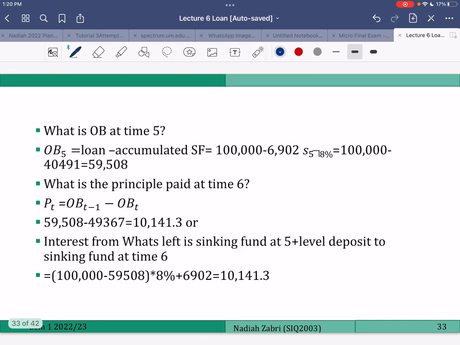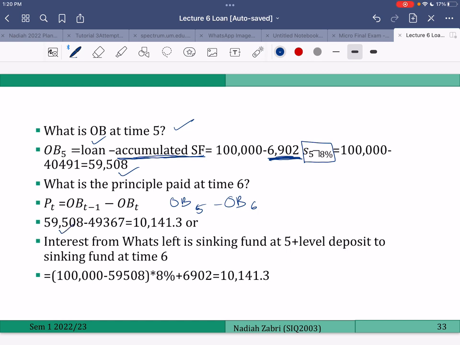What is the outstanding balance at time 5? Outstanding balance at time 5 is going to be the loan minus the accumulated amount in the sinking fund. The accumulated amount in the sinking fund is going to be your regular deposit to the sinking fund, accumulated over 5 years. So you calculate this, and you get your outstanding balance at time 5. So what is the principal paid at time 6? Principal paid at time 6 is equal to outstanding balance at time 5 minus outstanding balance at time 6, right? This one you know already, the outstanding balance at time 5.